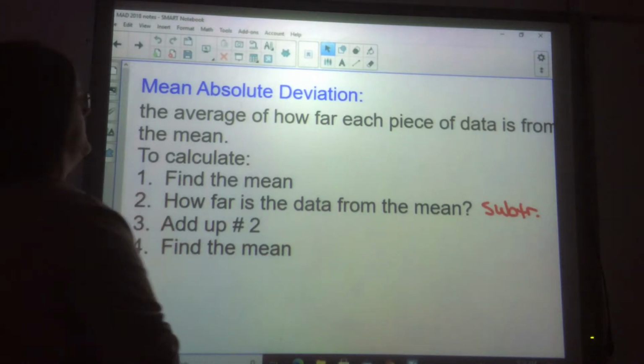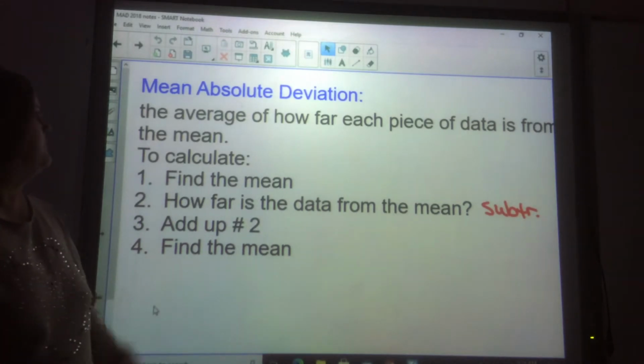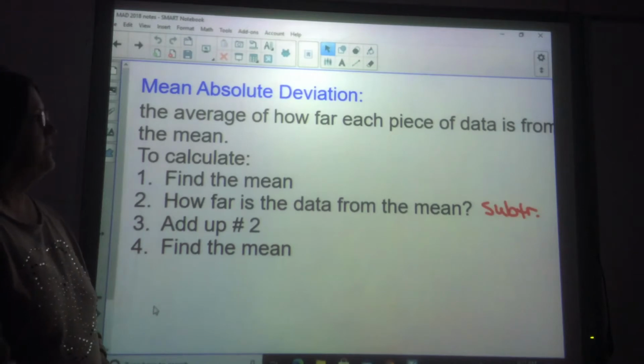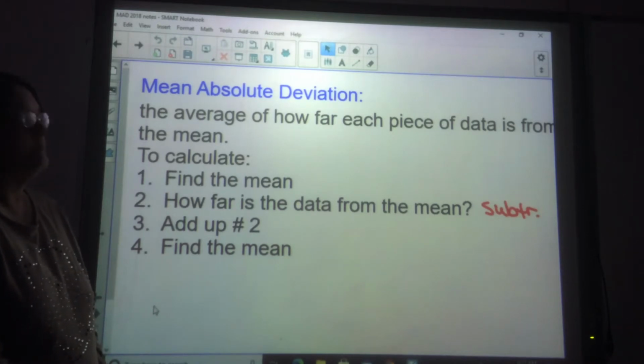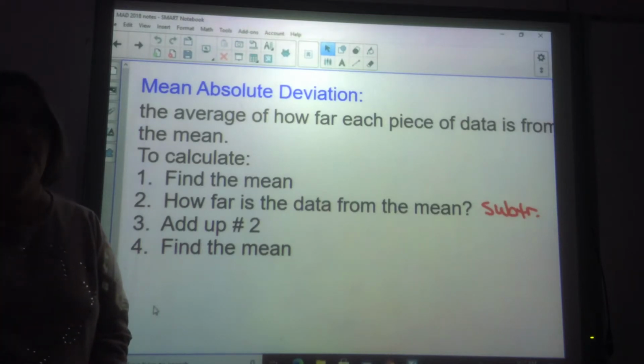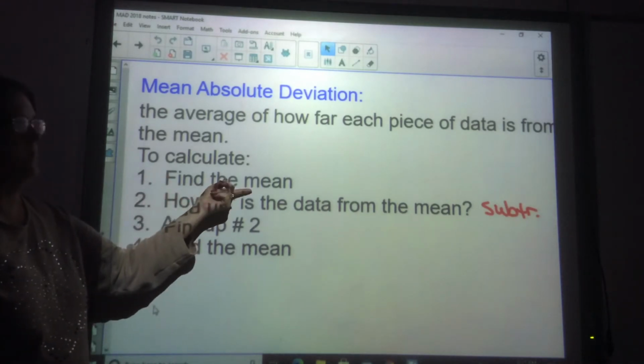All right, we're going to be determining the mean absolute deviation. These are the steps for the mean absolute deviation. This is what you need to do. It measures how far a piece of data is from the mean. So you find the mean, but you want to know how far away all the pieces of data in there are from the mean. And so first thing you have to do is find the mean.